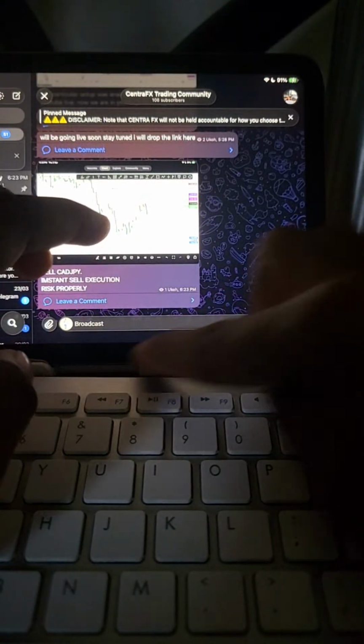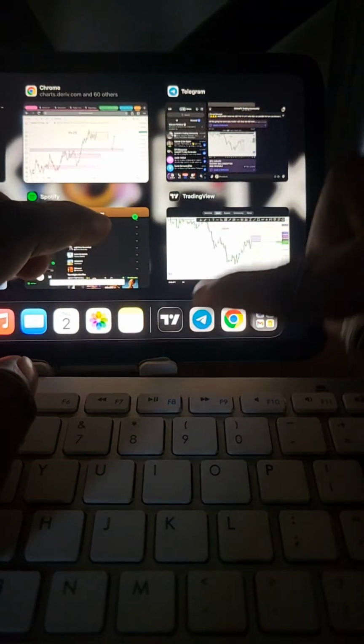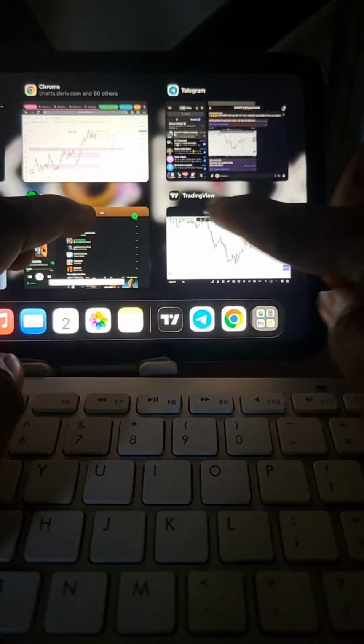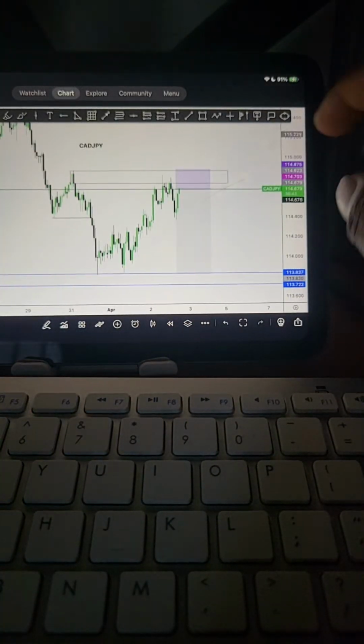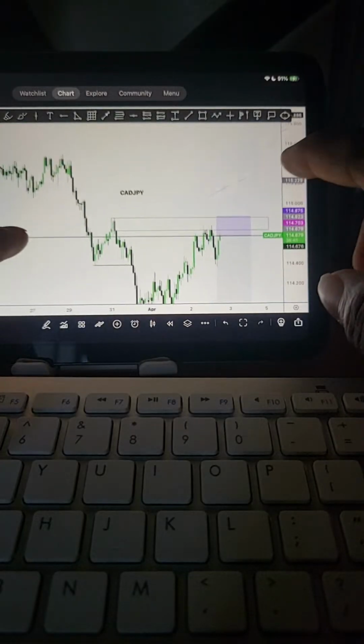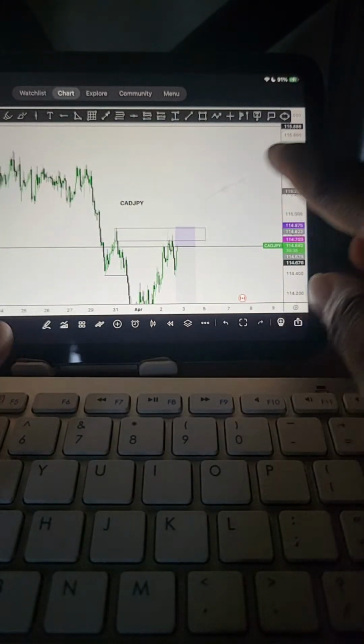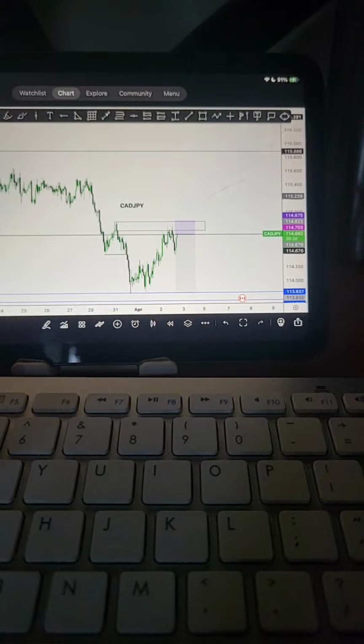All right, so I just posted this setup on my community now. So why did I take this sell here? Okay, let me explain to you.